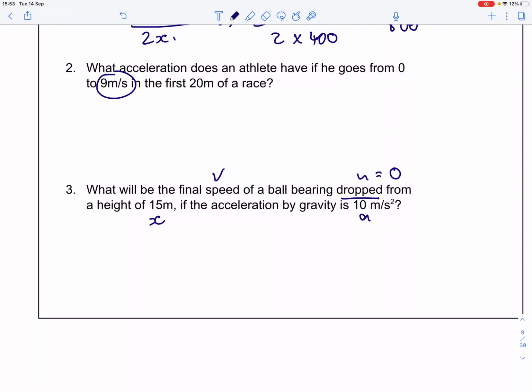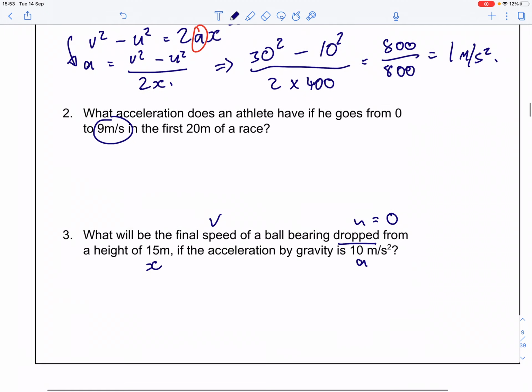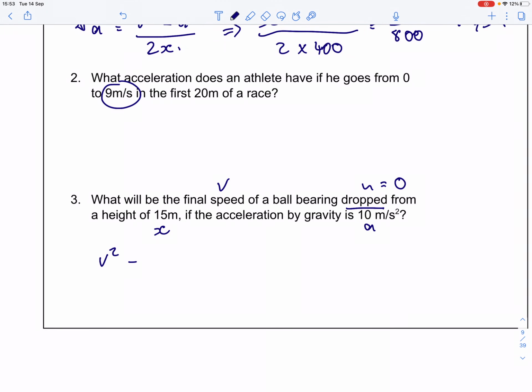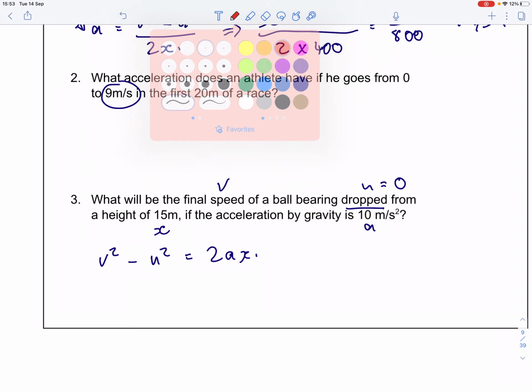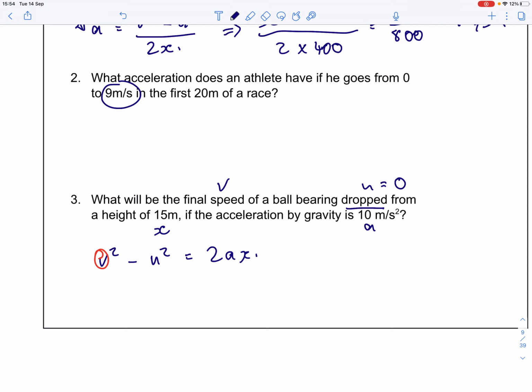There are two ways to approach an equation that needs rearranging. The first way is to rearrange the algebra first and then put the numbers in. Or you can put the numbers in and simplify using the arithmetic and then rearrange for the answer. That's the way I'm going to approach this one. I'm going to write down the equation v squared minus u squared is equal to 2ax. Again, this time I want to find v, not v squared, but v on its own. So let's put the numbers in at this point and see how we get on.